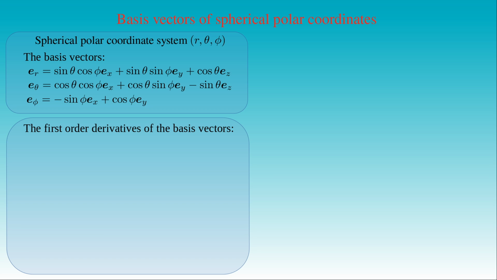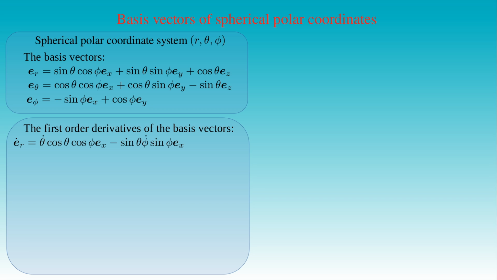In order to obtain the derivative of the basis vector e r, first we apply the Leibniz rule and the chain rule for its x component, which is the product of sine theta and cosine phi. As a result, the x component of the derivative of the basis vector is equal to theta dot times cosine theta times cosine phi, minus sine theta times phi dot times sine phi. We can apply the same rules to the differentiation of the y component of the basis vector e r.